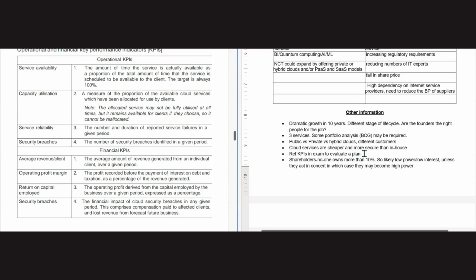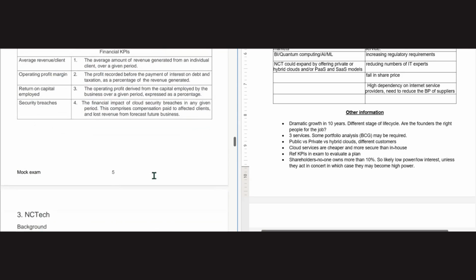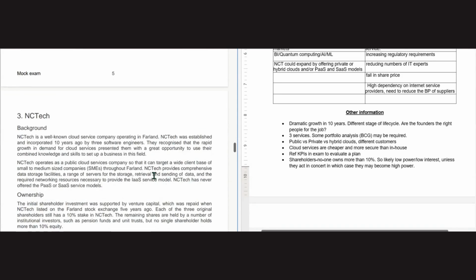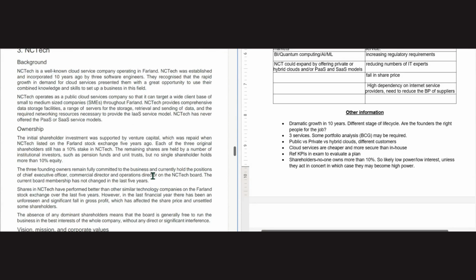So if we're told, should we do this or should we do that, we can always, as part of our discussion, say, well, if we do it, our average revenue per client, which is one of our key KPIs, is going to go down, for example, or our capacity utilization is going to improve. So it's a good thing, and so on. That's why I made a note of it. Refer to the KPIs in the exam when you're evaluating a plan. Have a look through those in your own time, but don't memorize all of them. You'll be able to access them in the examination as well.